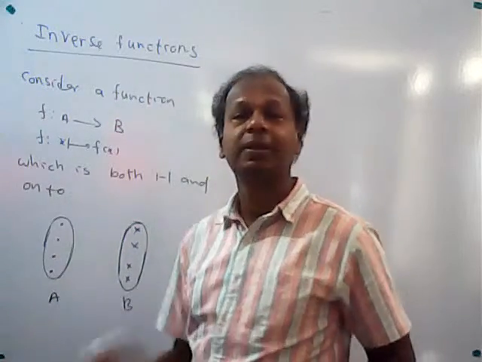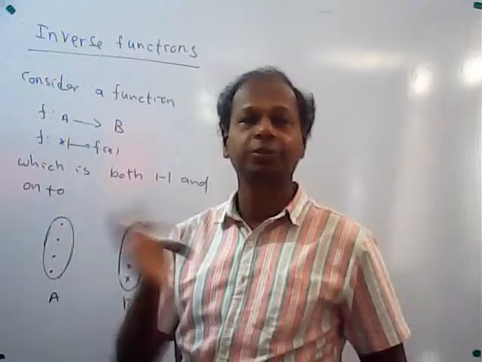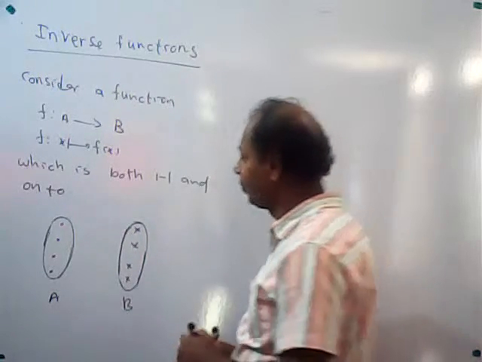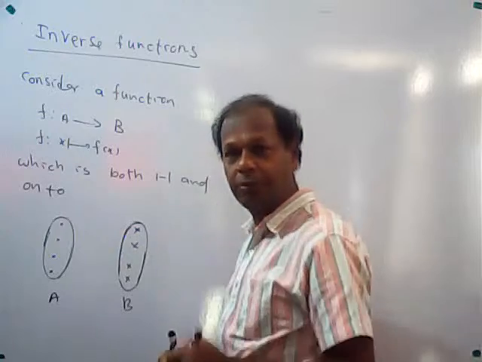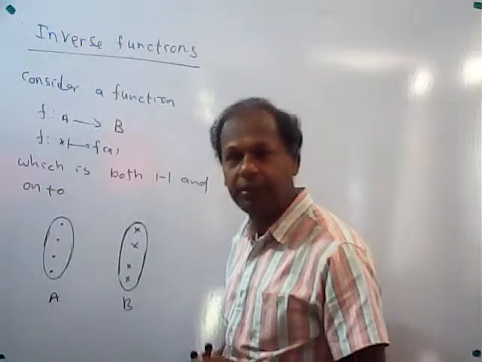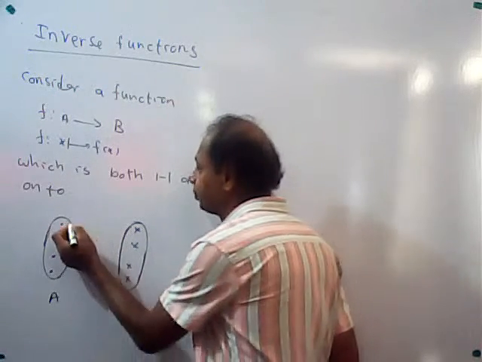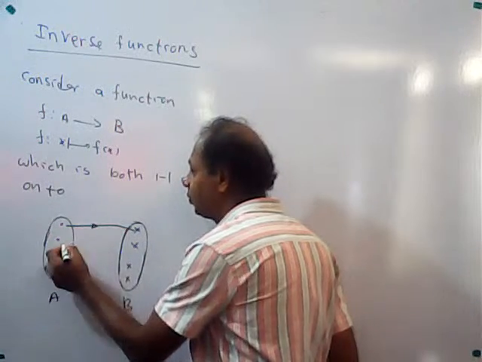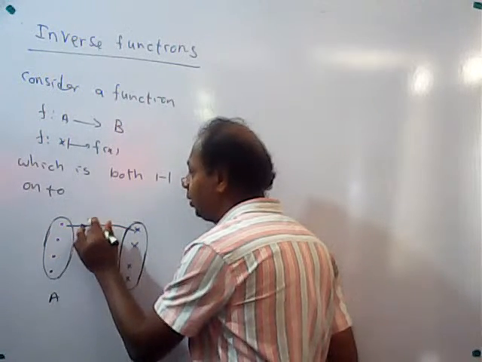Number of elements means the cardinality. Cardinality should be the same, right? I think that's what you meant, Hansamani. Okay, this is a function which goes from A to B.